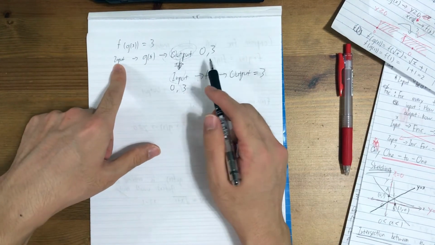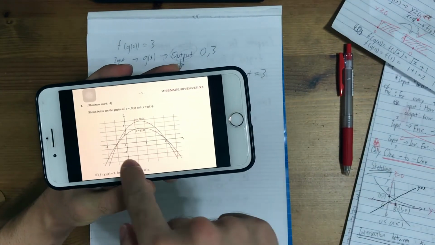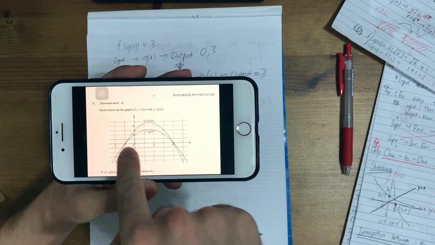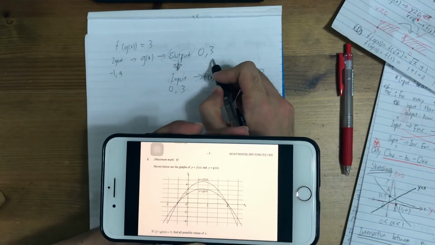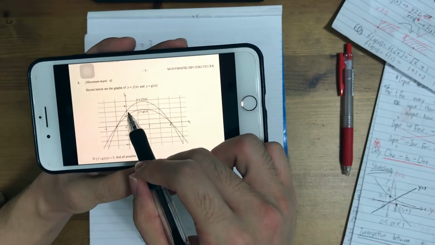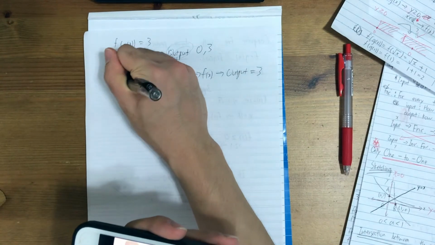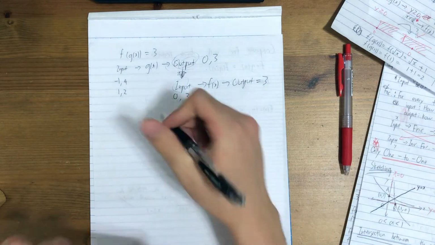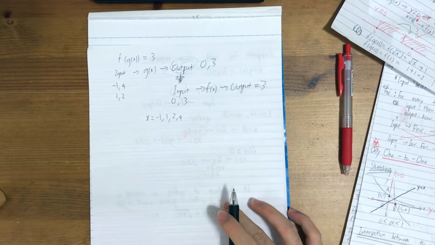Then we can track back the input, right? Because when g equals 0, that means the input is -1 or 4, right? And when g equals 3, that means the input is 1 or 2. So that means the answer is -1, 1, 2, 4 for this question.